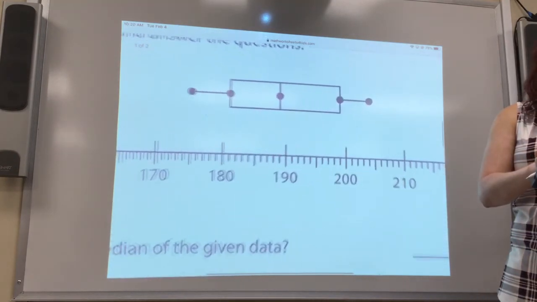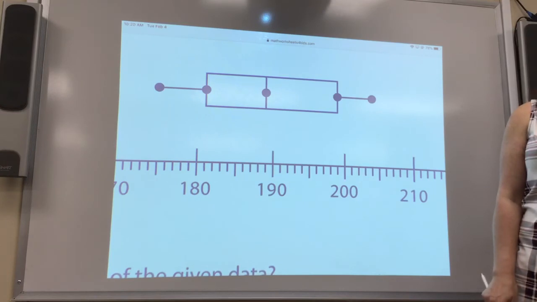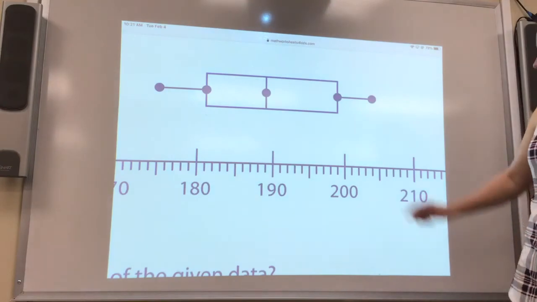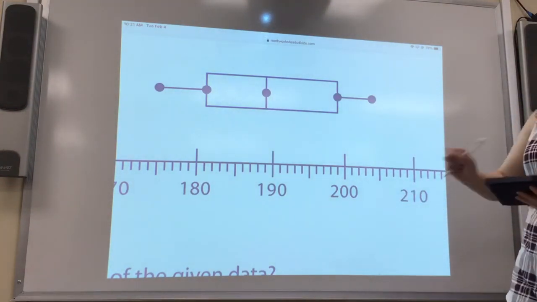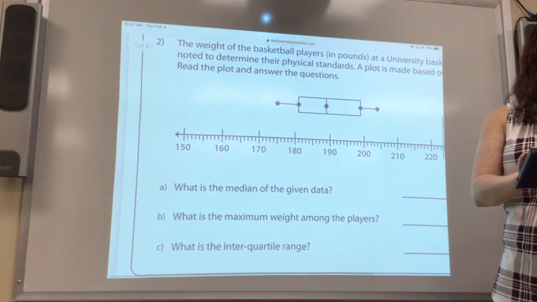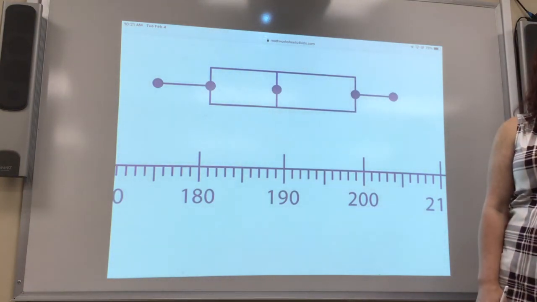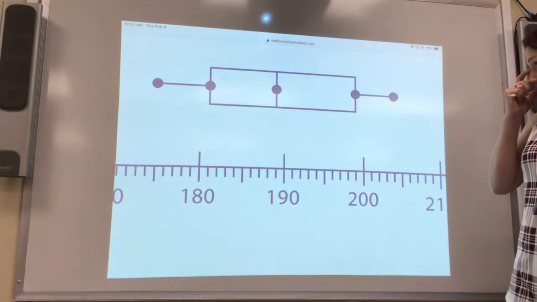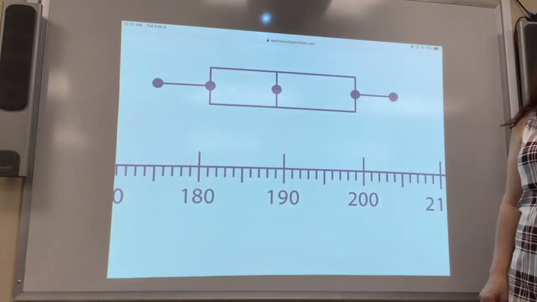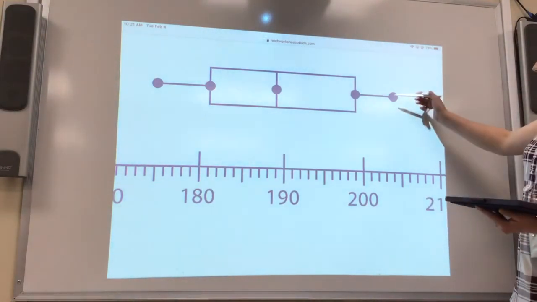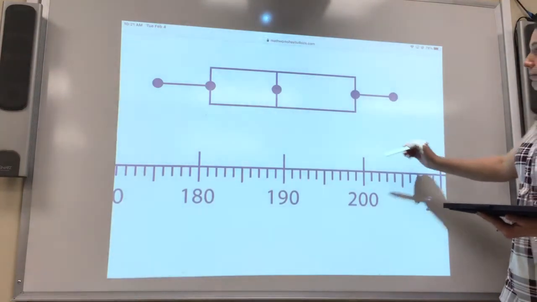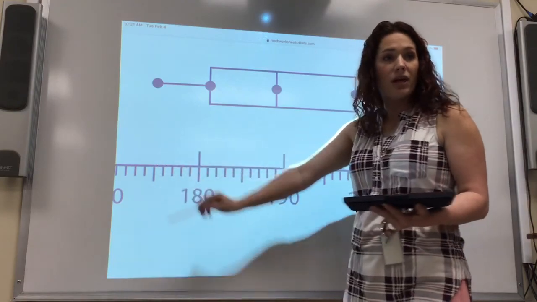It also asks what's the maximum weight? So the player on this basketball team who is the largest, what's the weight of the largest player? Eliana? 204? Yeah, 204 maybe would be the maximum. We have, what is the range? How would I find the range? Donnie? You get the maximum and subtract the minimum. So what did we say? The maximum was 204. Maximum minus 175, and you could find the range.